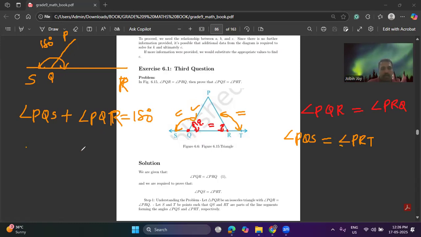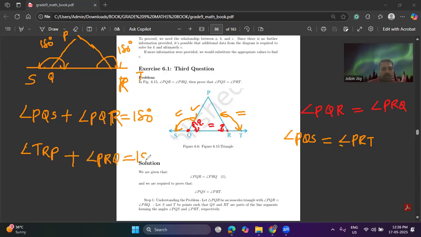Then next I am taking the other side, this one. Again, this angle is 180 degree. What is the name? This is T, right? This is TRP. Yes. So I can write angle TRP plus angle PRQ, that is equal to 180 degree. Angle PRT plus angle PRQ is equal to 180 degree.